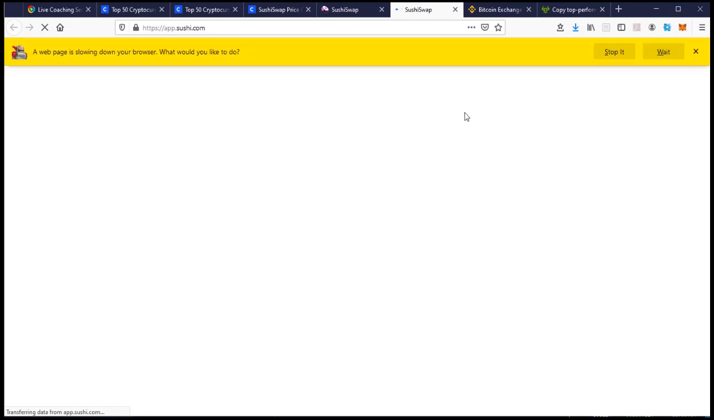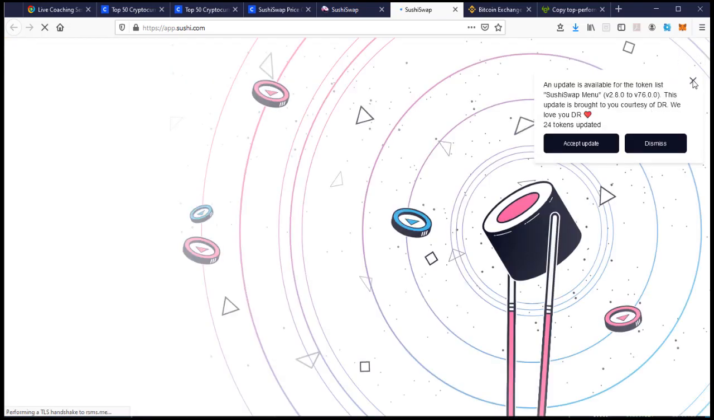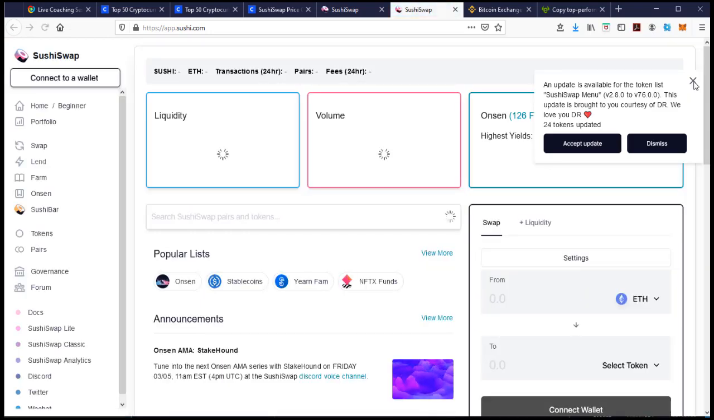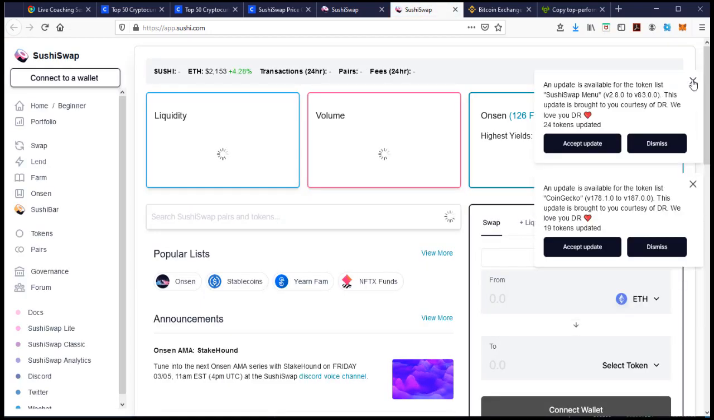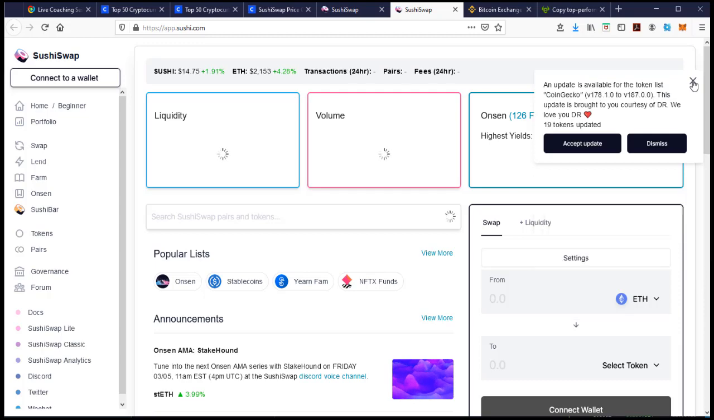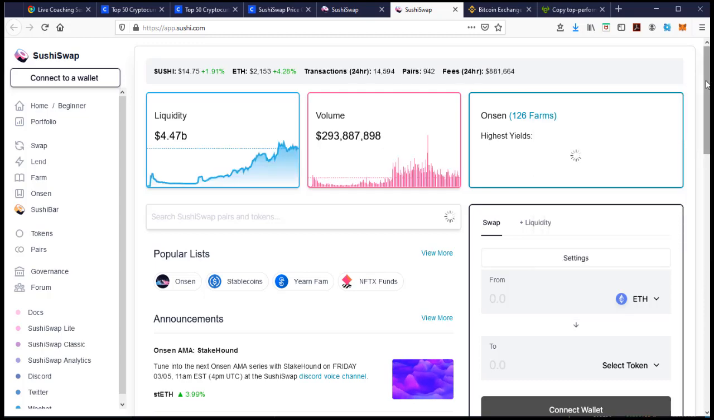If I click on the app here on the sushi.com website, it is going to show me their platform where you can trade one cryptocurrency for another very easily through their platform. Okay, and so you can attach what's called a cryptocurrency wallet to it. That's something maybe I should have mentioned in the introduction, was what a cryptocurrency wallet is.